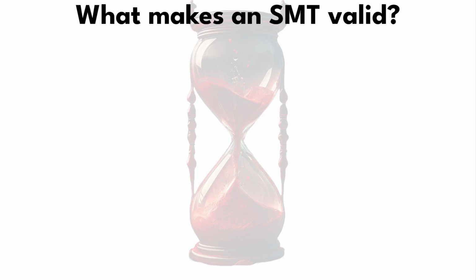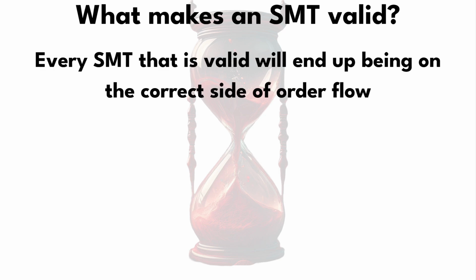So first of all, let's go over what actually makes an SMT valid. Well, every SMT that is valid will end up being on the correct side of order flow. Meaning that if you're on the left side of the curve and you're in a buy program, then all of the SMTs on the lows will play out. However, all the SMTs on the highs will get invalidated.